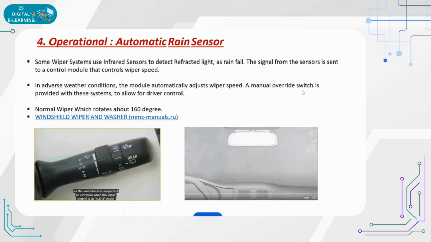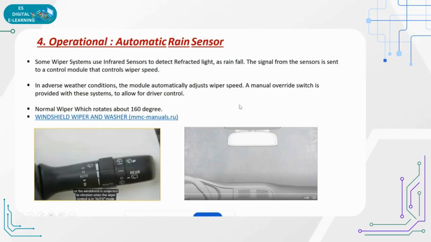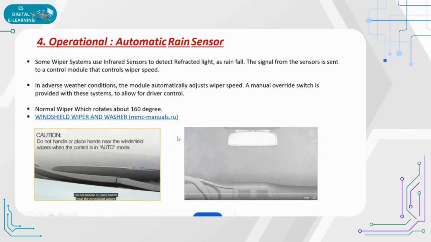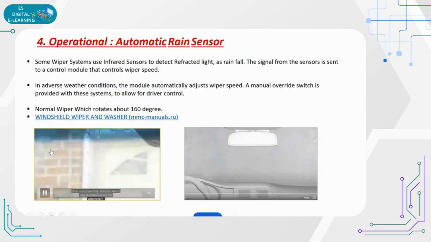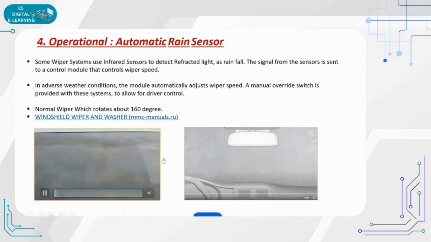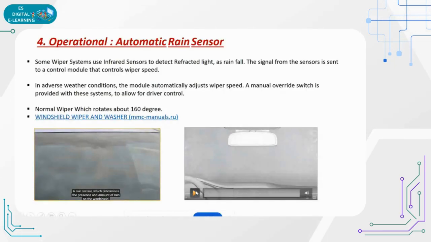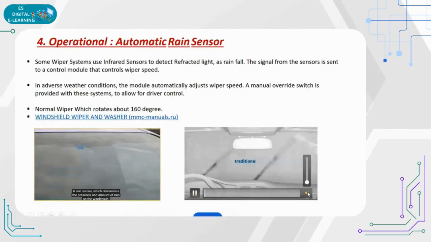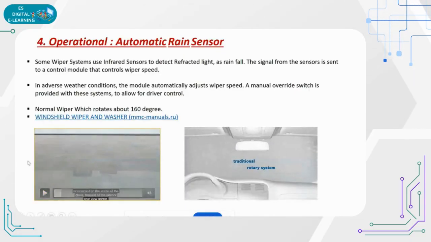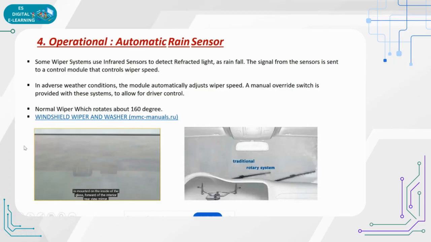So this is what auto mode will do. This is about the wiper system inputs we are giving. Now you will see the other video, showing internally how this wiper system will activate.